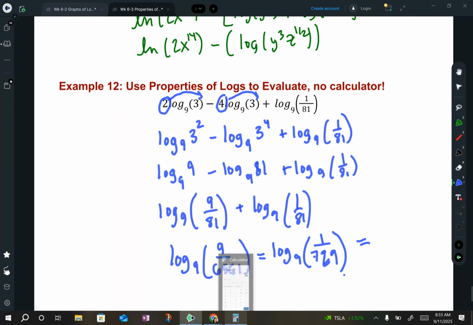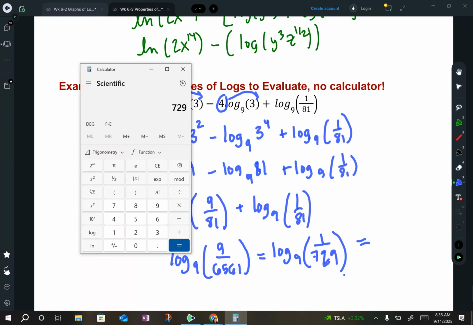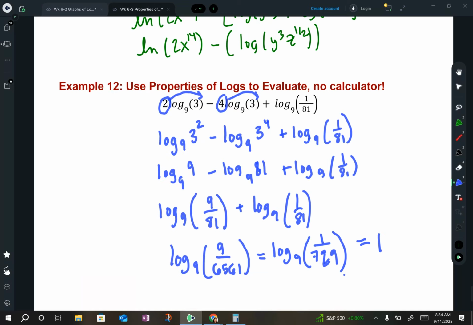Which I happen to know is a power of 9 because we just calculated a bunch of that. So let's figure it. I think it's going to be 9 to the 4th or something. So let's do 9 times 9, 81 times 9 equals 729. So that is 9 cubed. So this is log base 9 of 9 to the negative 3, which equals negative 3.